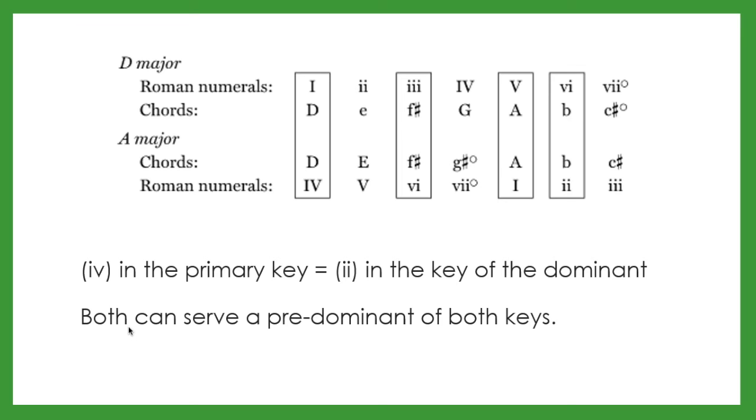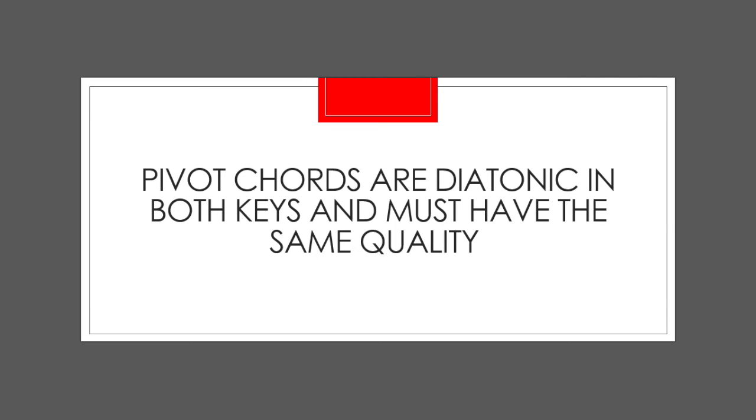So the most common one is using the 6 chord in the primary key and the 2 chord of the dominant. Sorry, this is a typo. It should be 6. 2 is a predominant chord as well as the 6. So pivot chords are diatonic in both keys and must have the same quality. One cannot be diminished while the other is minor or major. They have to be the same.